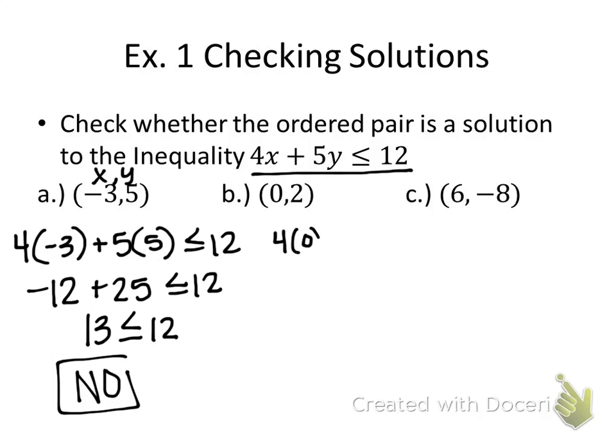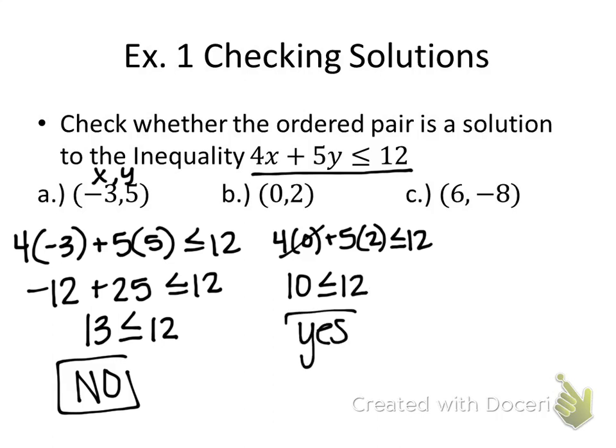4 times 0 plus 5 times 2 is less than or equal to 12. 4 times 0 is 0, so I can say 5 times 2 is 10. 10 is less than or equal to 12. Is that a solution? Yes, it is.